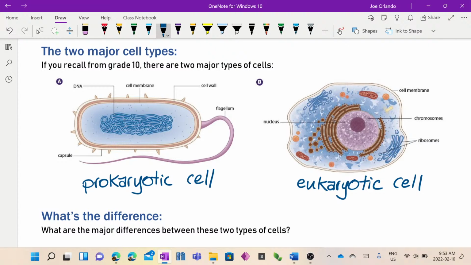What else? One looks like it has eggs on it, and the other one doesn't. One has DNA. Yeah, in fact, they both have DNA, though in this one, the DNA takes up like a big chunk of the cell, and in here, the DNA is these chromosomes. Chromosomes is DNA too. Though, good thinking, yeah?